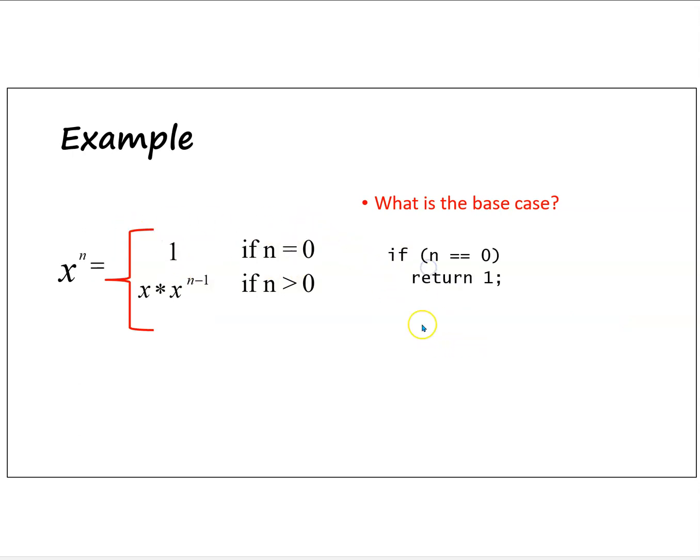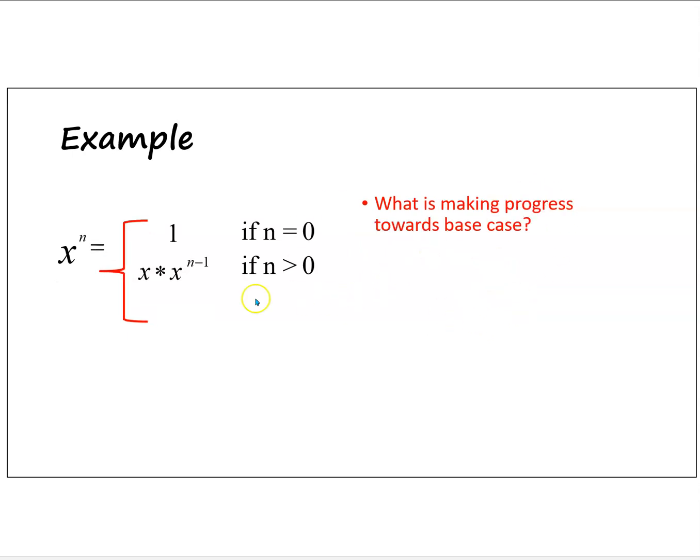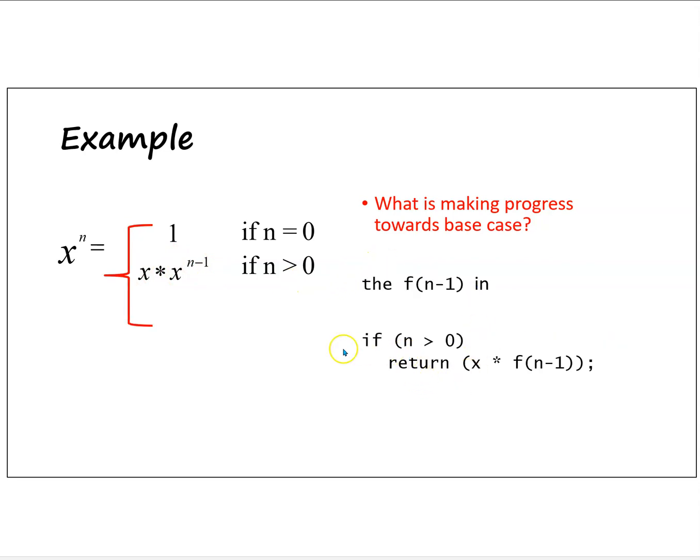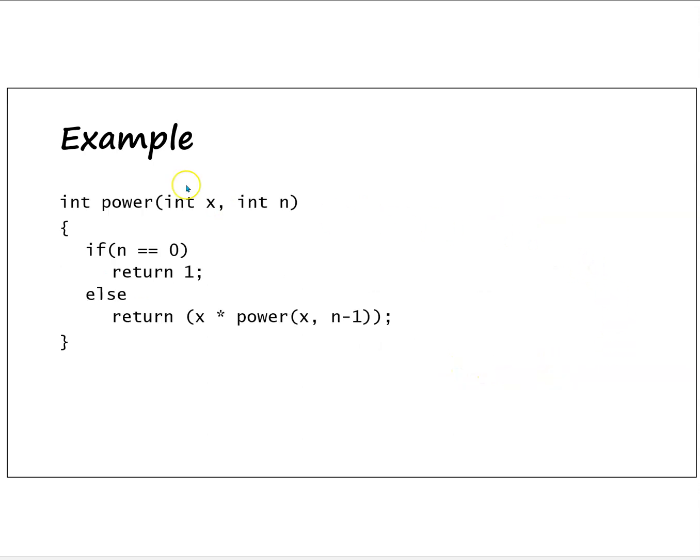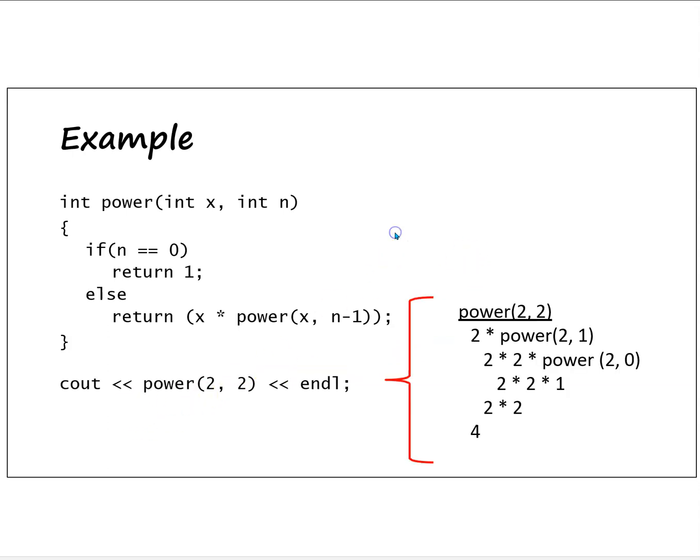What does this look like in code? If n equals 0, return 1. So what is making progress? x times power of x and n minus 1. And what does this look like in code? If n is greater than 0, return x times power of x and n minus 1. So here's the full function. If we call it with power of 2 comma 2, we'll call it with 2 times power of 2 comma 1, then 2 times power of 2 comma 0, which is 1. So we get 2, which feeds back in, and we get 4 as our final answer.